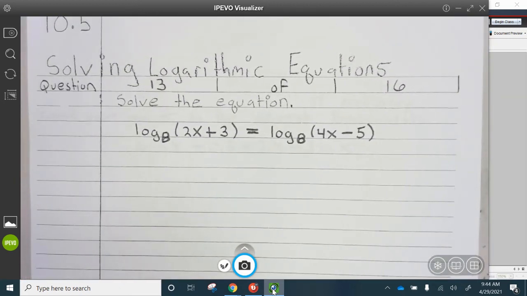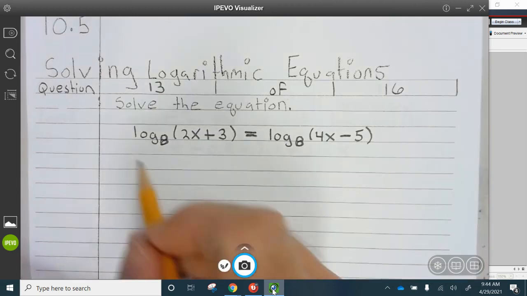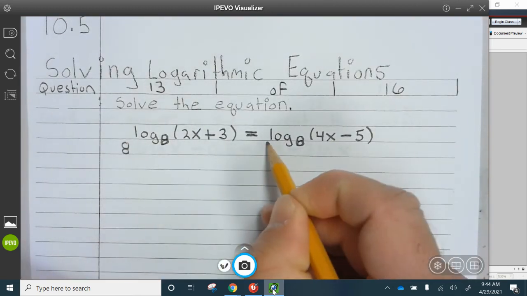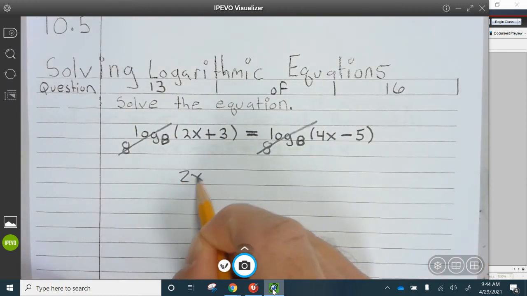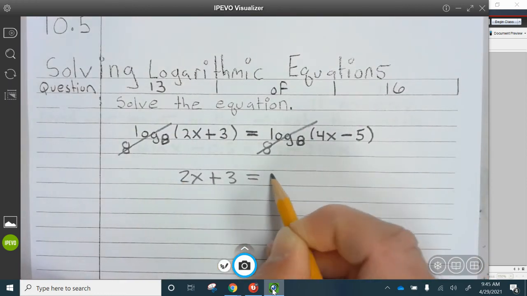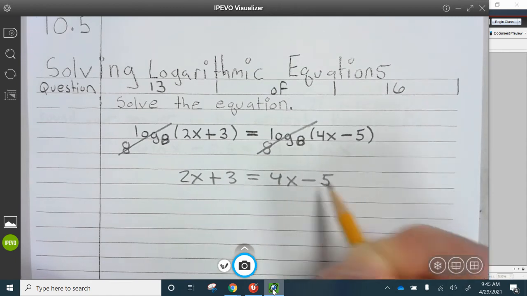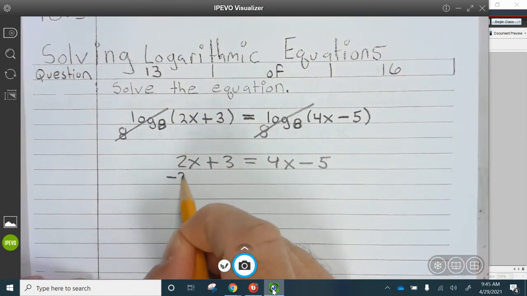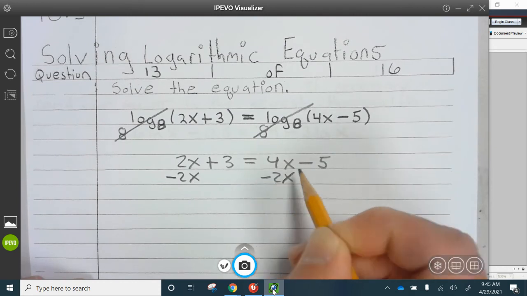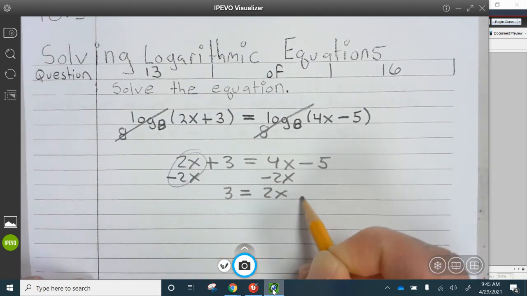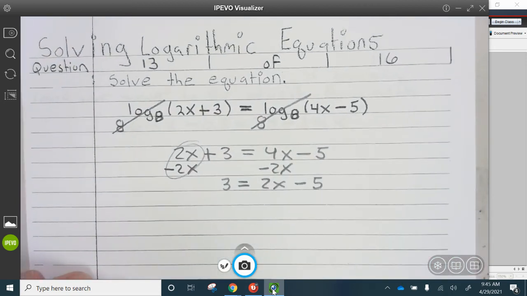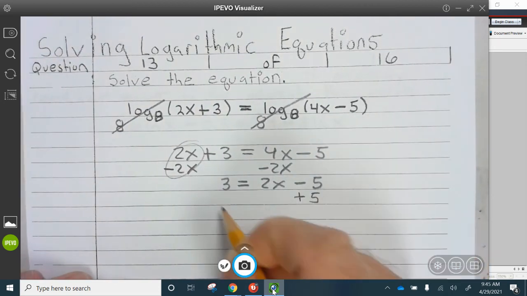Question 13 of 16, solve the equation. Okay. We're going to raise both to the base of 8. That cancels, that cancels. You're left with 2x plus 3 equals 4x minus 5. Subtract 2x from both sides. That's 0. You get 3 equals 2x minus 5. Add 5 to both sides.